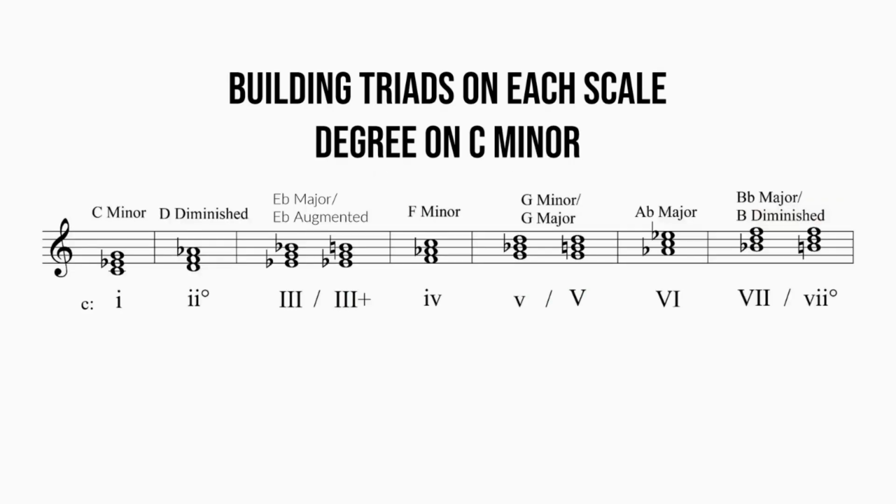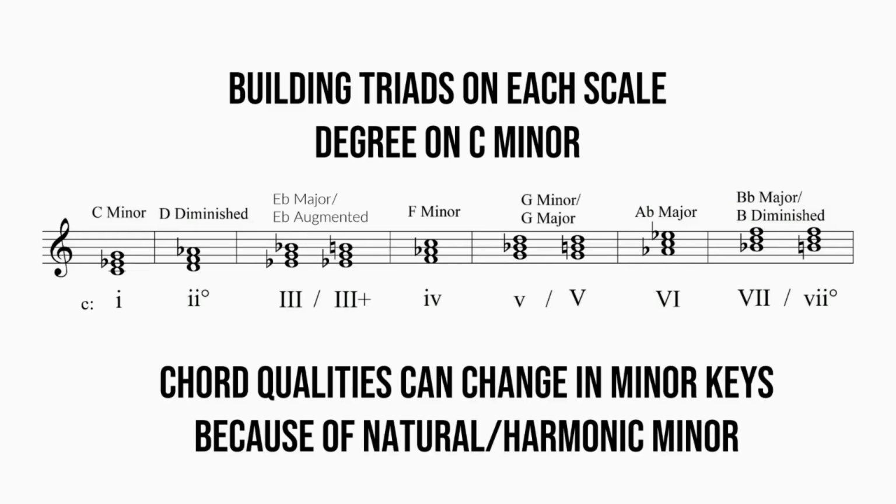Building triads on each scale degree of a minor scale is much more complex. Here we are doing that in the key of C minor. The reason is that chord qualities can change in minor keys because of the natural or the harmonic minor. Melodic minor scales do exist, but they are applied to melody and not so much on harmony, so we can put that aside for now.